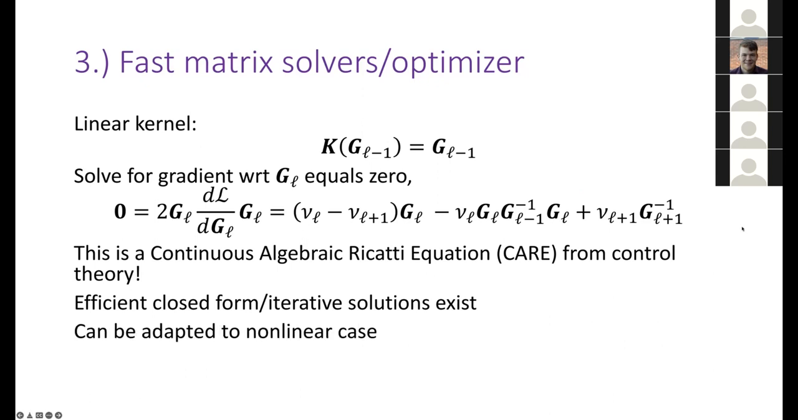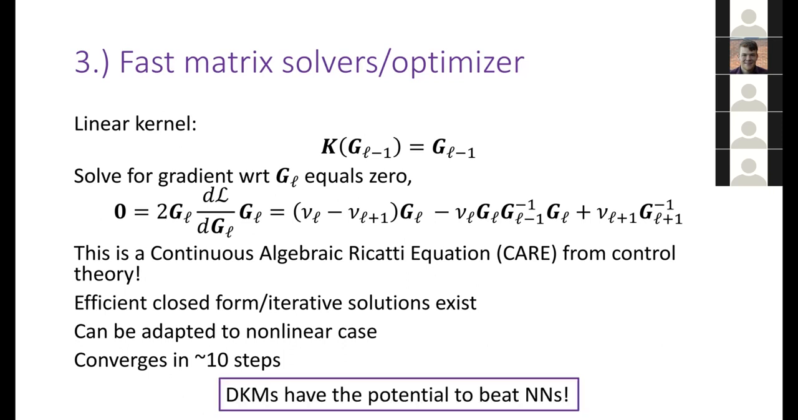And this approach was derived for the linear setting, but it can actually be adapted relatively straightforwardly to the nonlinear setting. If we do that, it does converge very quickly. And that means, very excitingly, that deep kernel machines have the potential to beat neural networks. That's because we can exploit the simplicity of the loss landscape to develop very, very quick solvers or optimizers. And that's something we simply can't do for neural networks.